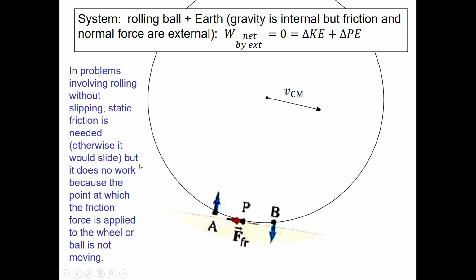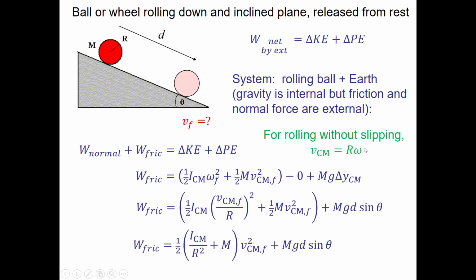And that means when we're applying W net by external equals delta KE plus delta PE, if we take our system to be just the gravitational force being internal, but friction and normal force is external, the net work done by external forces nicely is zero. And that means mechanical energy is conserved as this object rolls down the plane. So let's plug that in into our result in the problem we are working out here. The left-hand side becomes 0.